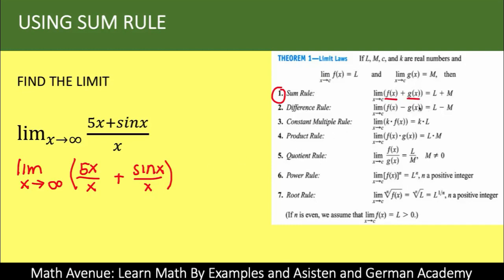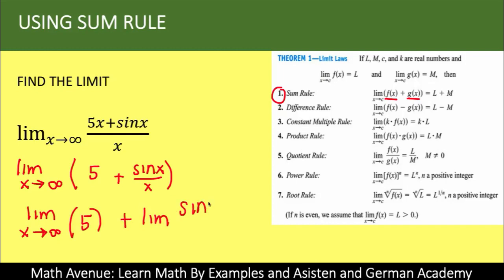The sum rule says we can get the individual limits of each of these terms, and the limit of the sum is equal to the sum of the limits. But 5x over x is just 5, so we can simplify this as 5. And so we now have the limit as x approaches infinity of 5 plus the limit of sine of x over x, where x is approaching positive infinity. And so we split these into two limits, which is exactly what the sum rule is saying.